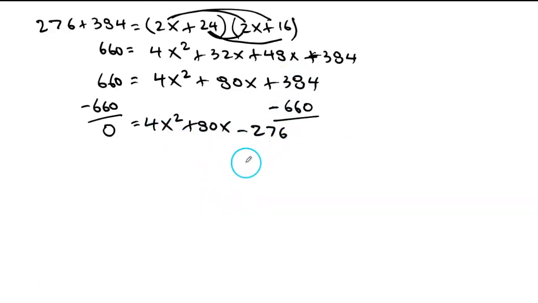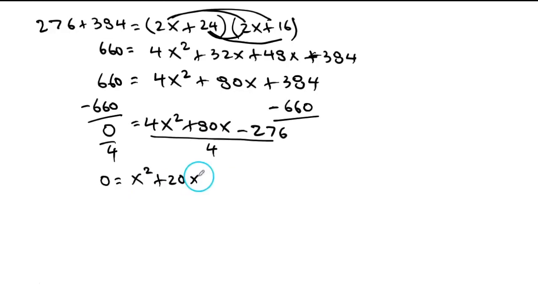And now I have a trinomial that I have to solve for x. One easy trick is that I have a 4 in front of the x squared, and the 4 goes into the 80 and into the 276, so I need to simplify. I can divide by 4 on both sides, to minimize these numbers. 0 divided by 4 gives me 0. 4 divided by 4 is 1. 80 divided by 4 is 20x. And 276 divided by 4 is 69.